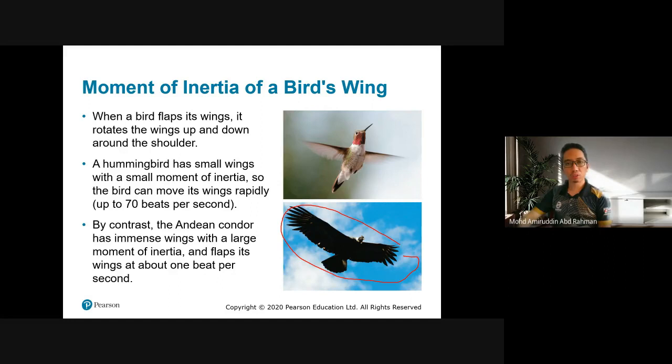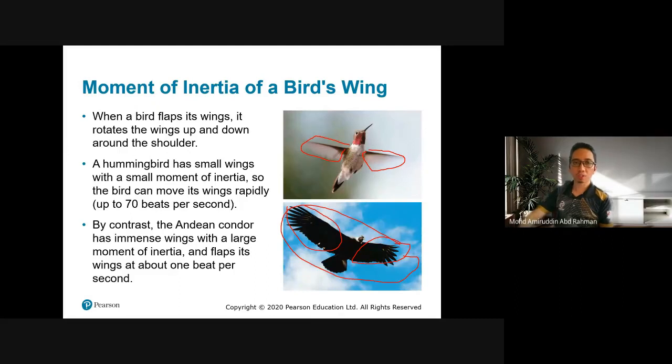Because it is heavier to that side, it has a larger moment of inertia compared to this bird. The hummingbird has a smaller moment of inertia. So what can you think about? What's the difference between this? This is a big bird and this is a small bird. How do you read that with the physics quantity of the moment of inertia?